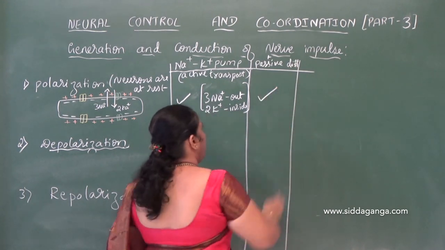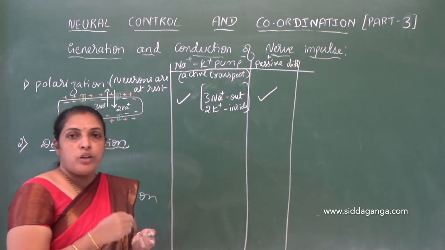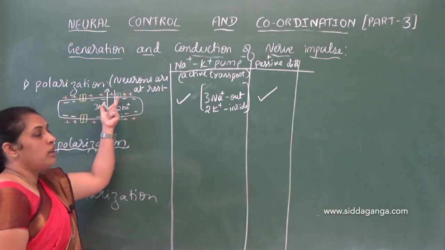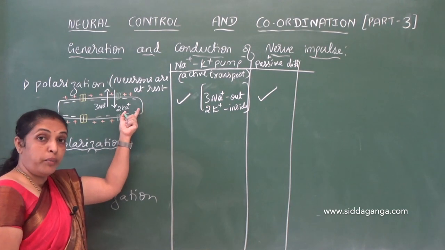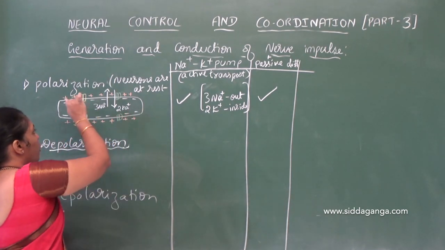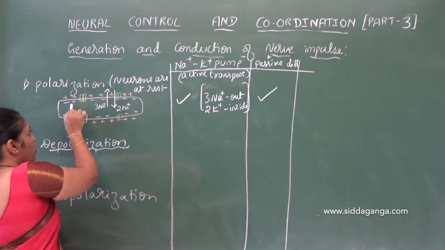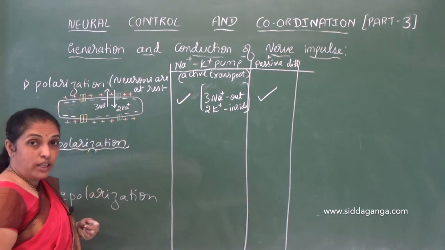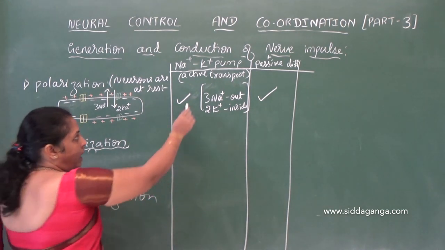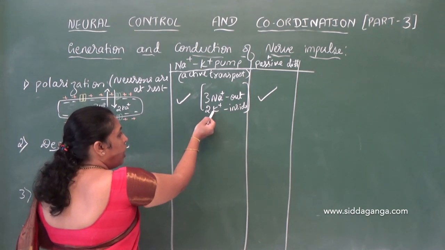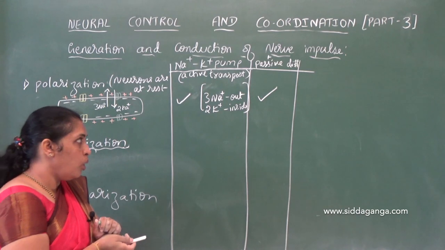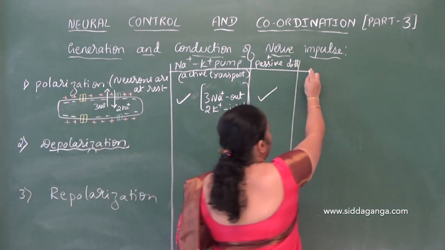Passive diffusion is also seen. What is passive diffusion? Ions move from higher to lower concentration. As the neurilemma or axolemma is permeable to potassium ions, potassium ions may move from inner to outer because potassium concentration will be more inside compared to outside. In active transport it moves from lower to higher, but here it moves from higher to lower.